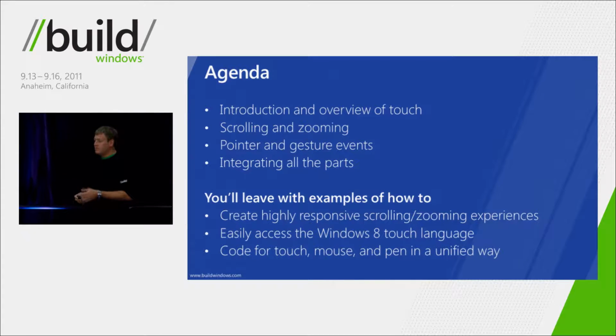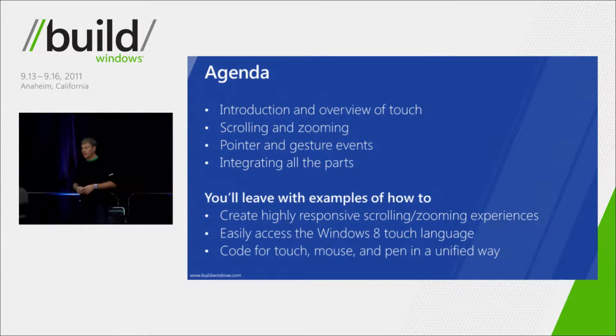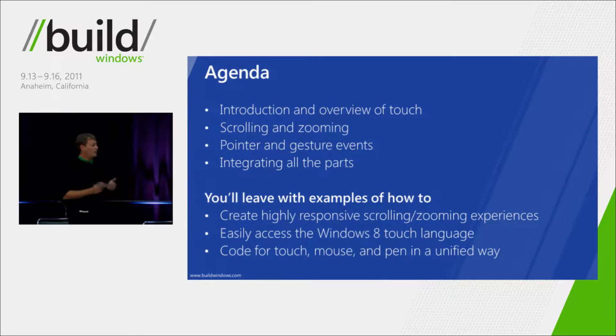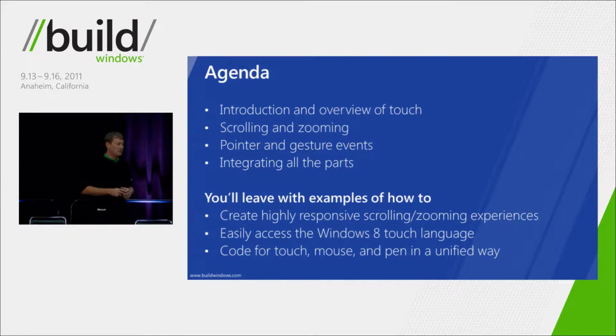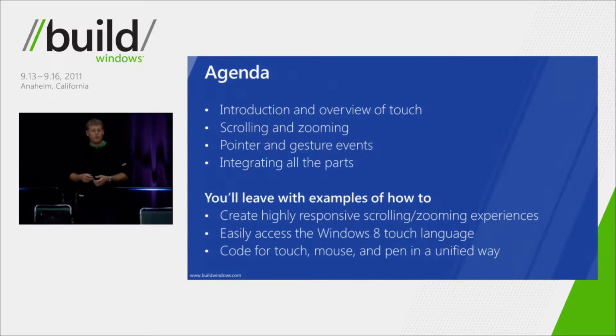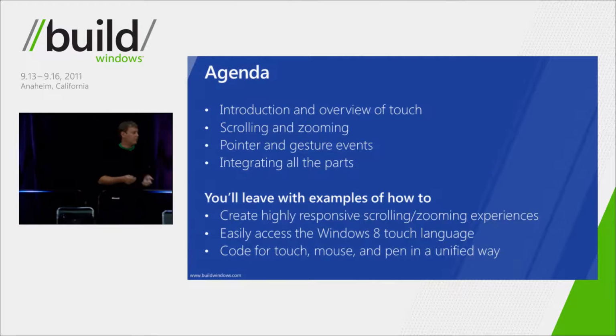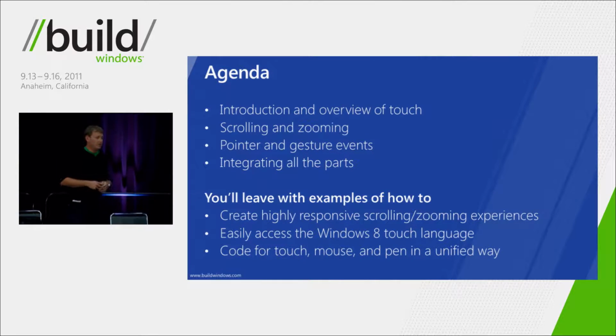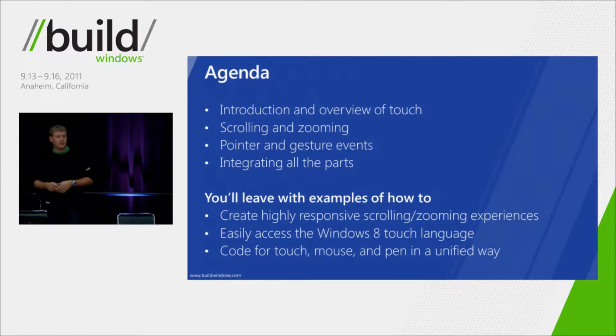Now, one key aspect of touch is scrolling and zooming. And this is something that's very common in applications. You'll see this when just trying to allow your users to get to more content, when they're moving through items in a list, or if they're zooming to get in more detail on a photo. Nearly every app is going to encounter this.